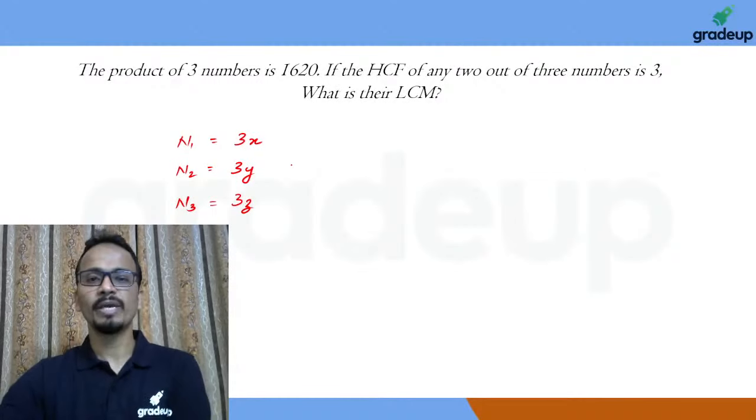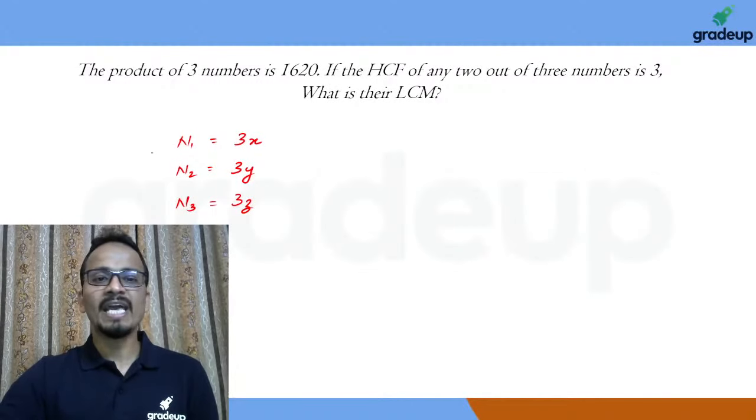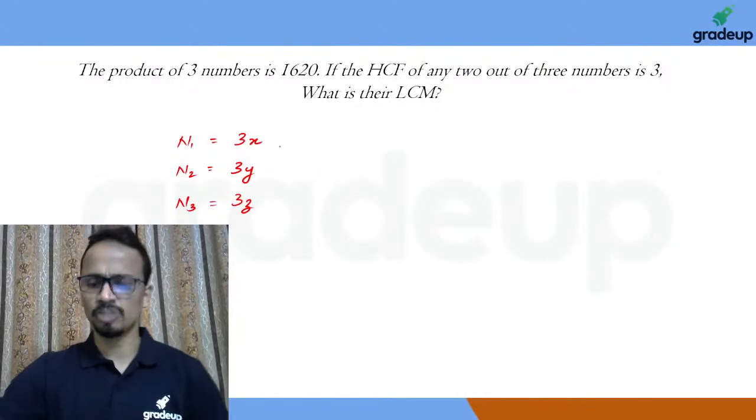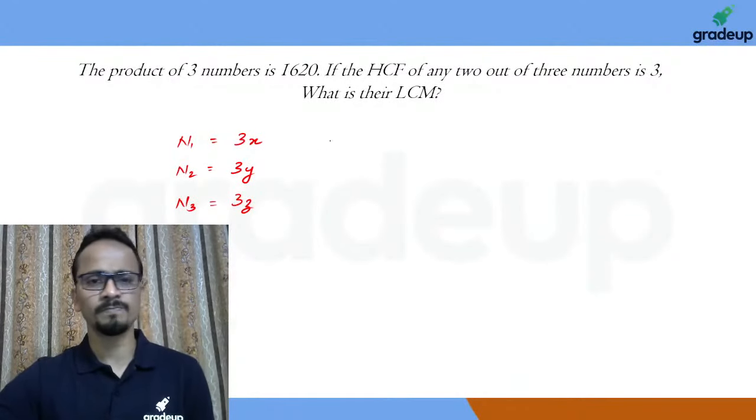Also it is given that the HCF of N1 and N3 is 3. Their values are 3x and 3z already. Okay, so Satyam has given the answer. So Satyam, let's see if this is a correct answer or not.